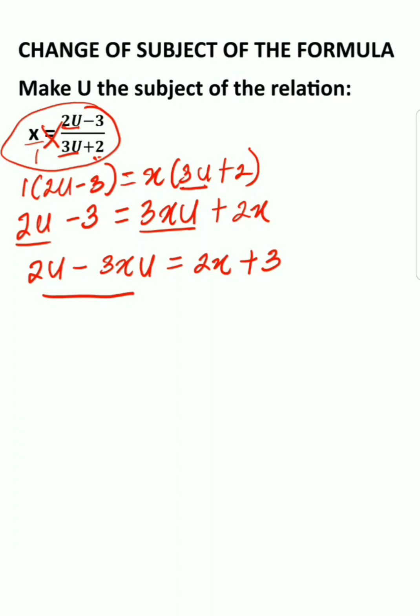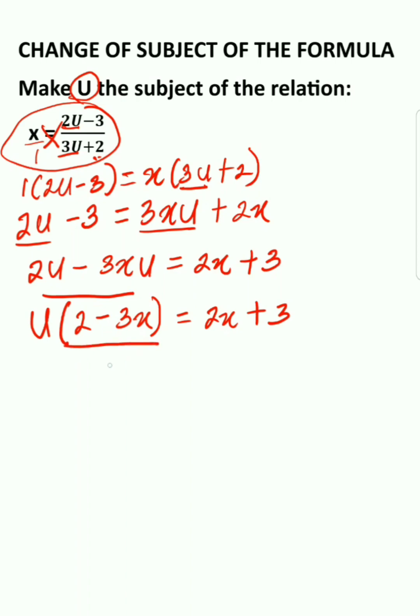And so we will factorize with the variable we want to make the subject. U is common. Even if there are more than one variable that is common, your focus should be on that variable you want to make the subject, which is u. And so we take out u, which is the common term. U into 2u, we have 2. U into minus 3x, we have minus 3x. U into minus 3xu, we have minus 3x left, equals to 2x plus 3. And so the coefficient of u is 2 minus 3x.